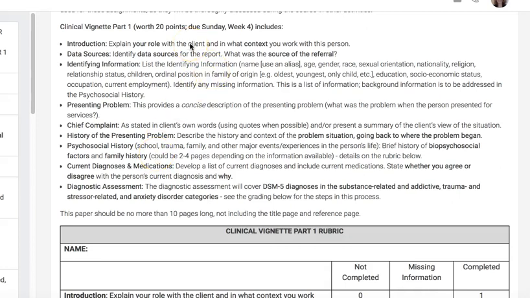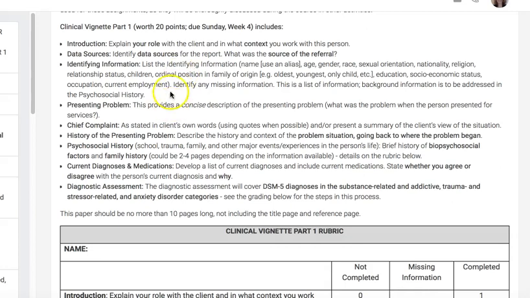Introduction: you talk about what your role is with the client and how you know the client, like in what context do you work with the person? What are the data sources for the report? Where did you get this information? And what was the source of the referral? That's different. Who made the referral? Did the person self-refer? Or was the referral made by another person? Maybe the court system was the referral system. Maybe children and youth was the source of the referral.